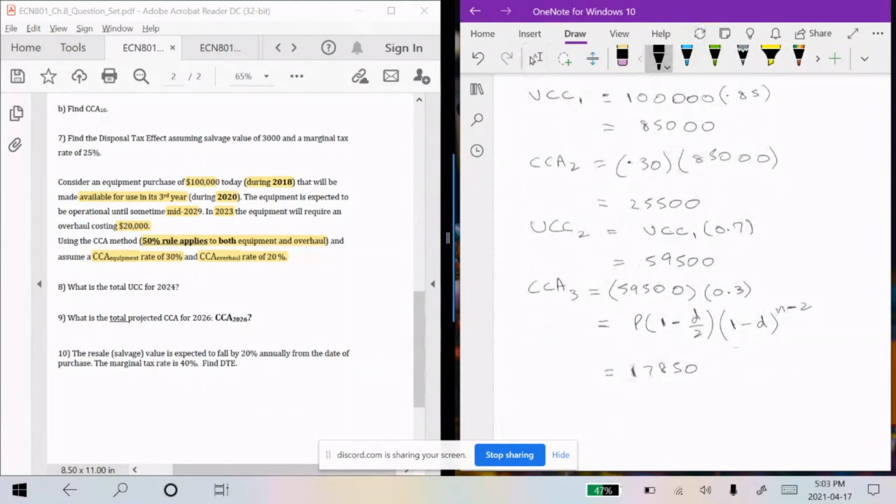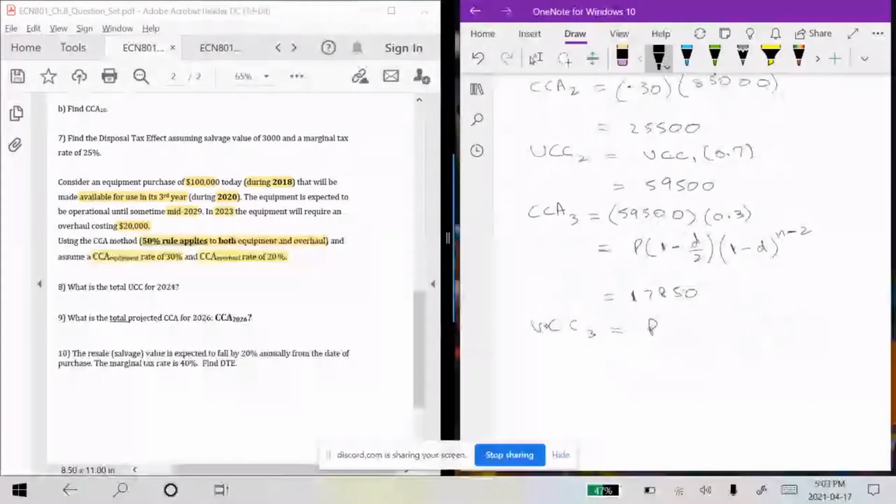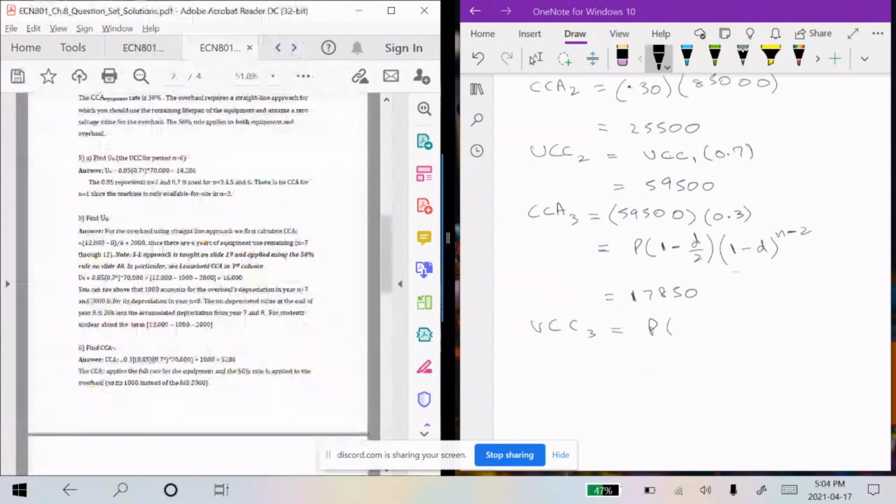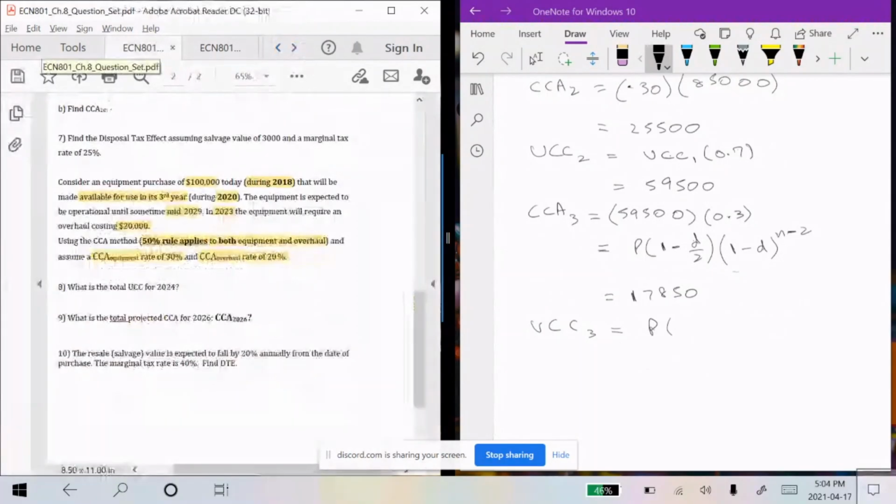Similarly, you can calculate the UCC for the third year, and the formula for that would be P into 0.85, which is, wait a minute, did I mess something up here? No, I think you're good. Yeah, it's good. Okay. So I did miss something. Oh wait, yeah, you did the D. Yeah, the D. All right.